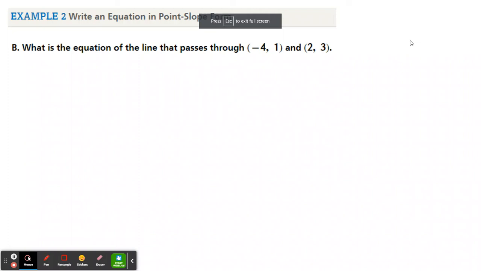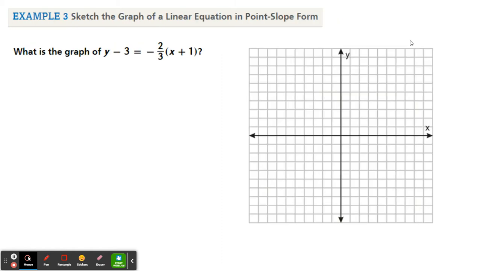All right, video 2 here talking about point slope form. So we have our next question, which looks like this. It says, what is the graph of y minus 3 equals negative 2/3 x plus 1?